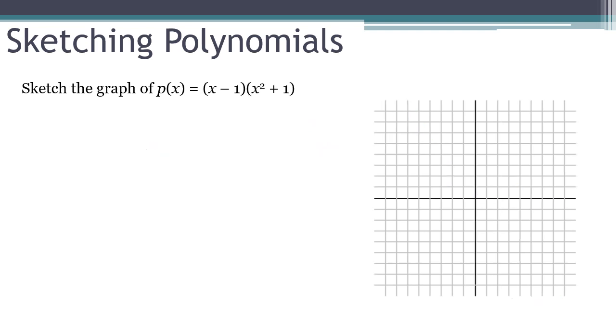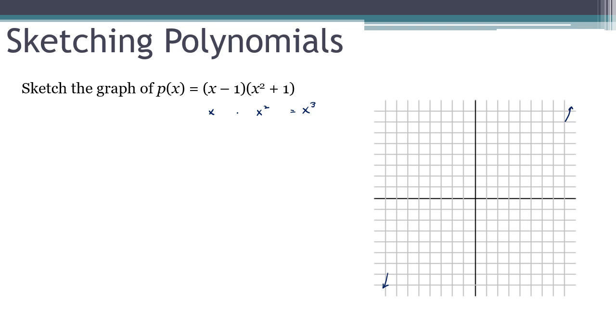Okay, let's try one more. This one is a little unusual. It's a little different. So first, let's think about end behavior. I've got an x here and an x squared here. That gives me x to the third. And you can do our test. A really big positive number becomes positive, so it's increasing here. A really big negative number is negative, so it's decreasing here.